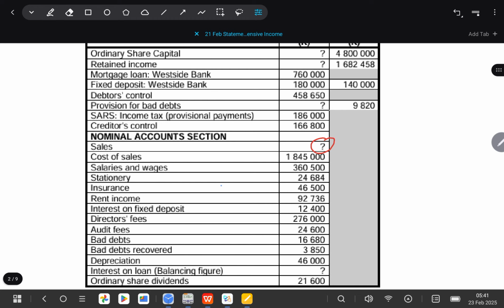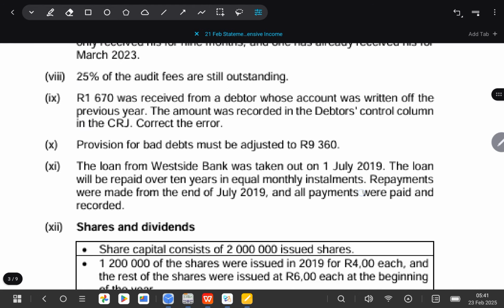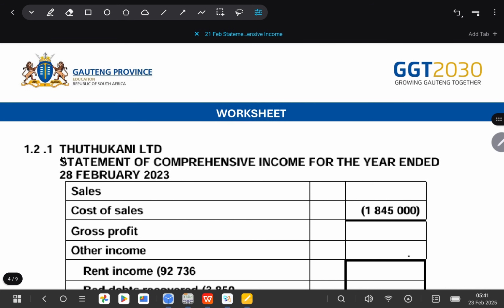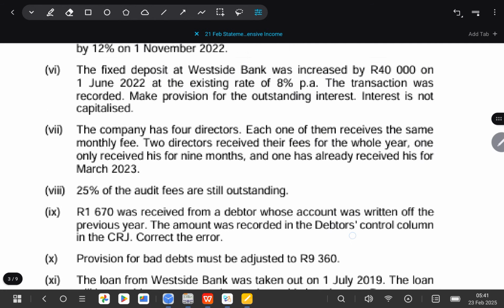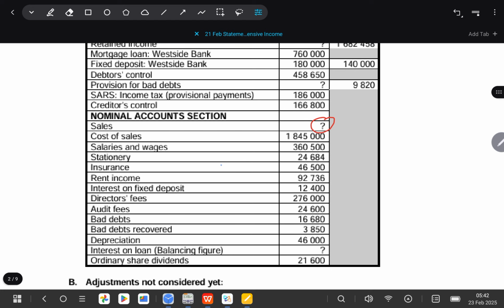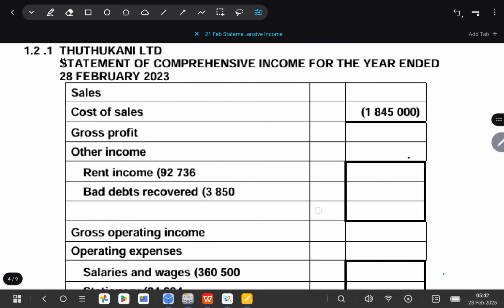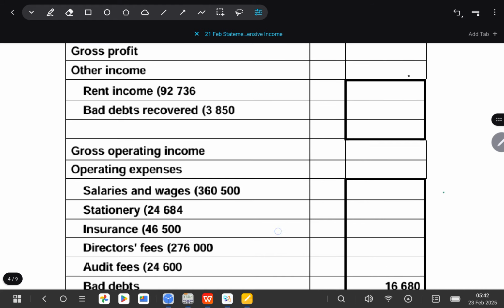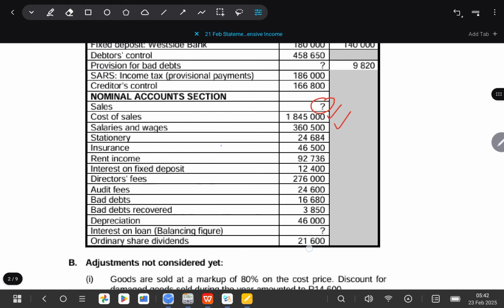In this case, our sales is a question mark, so meaning that we'll need to calculate it. So if you check here, our sales has not been recorded for us. Cost of sales has already been recorded. And then if you look here, the next item that we have is going to be salaries and wages. So we are going to have salaries and wages for 360,500. So they've already inserted it for us, so we'll just tick it to show that it has been recorded for us.